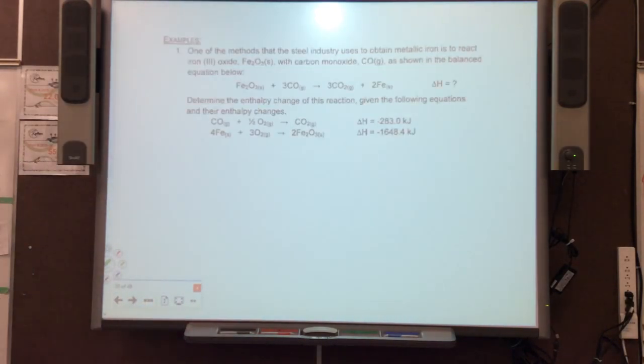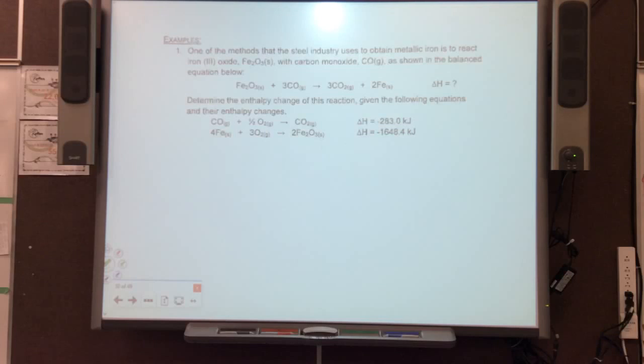This is what it looks like. So one of the methods that the steel industry uses to obtain metallic iron is to react iron 3 oxide with carbon monoxide as shown in the balanced equation below. This is what we want. This is our end goal. But it's asking us what is our enthalpy change for this balanced reaction. So it says use the following equations and their enthalpy changes.